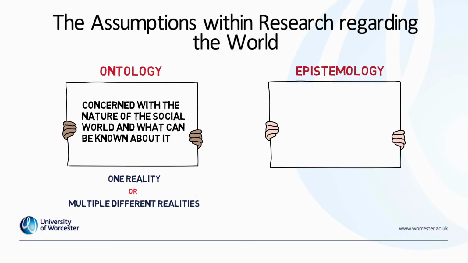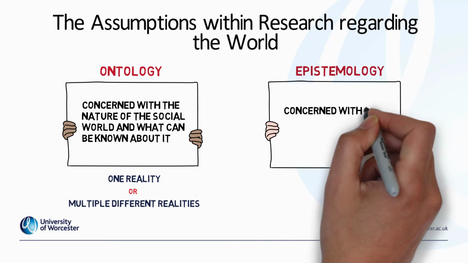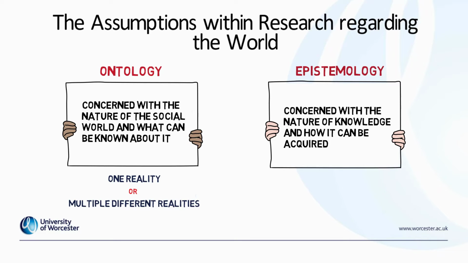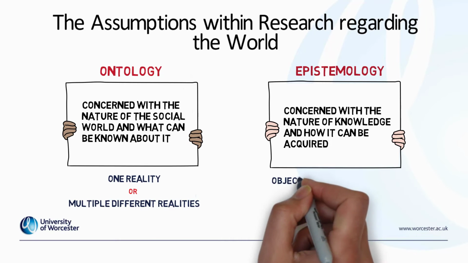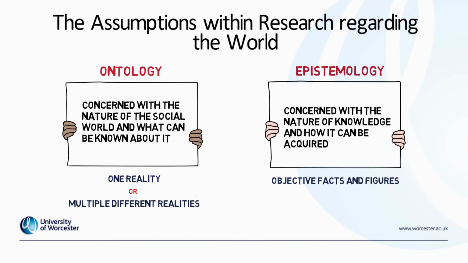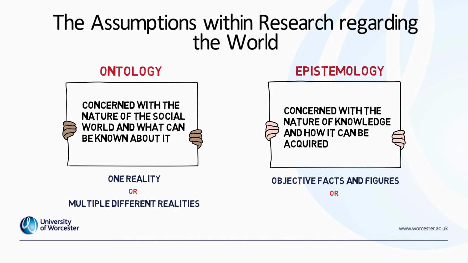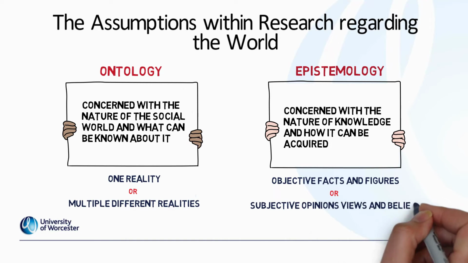Now, epistemology is concerned with the nature of knowledge and how it can be acquired. And again, there are two opposing views here. The first is that the nature of knowledge and how it should be acquired is through objective facts and figures. However, on the other hand, there is a view that good knowledge and how it can be acquired should be through subjective opinions, views, and beliefs.